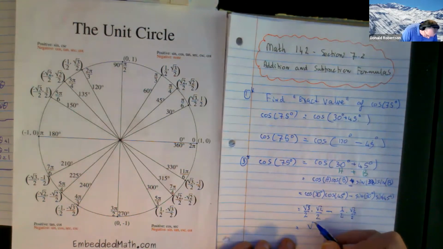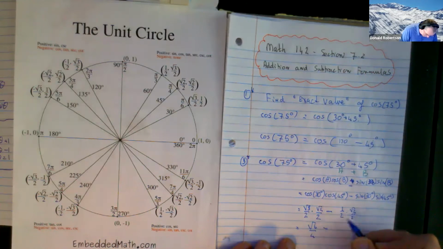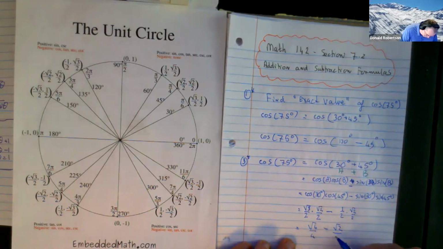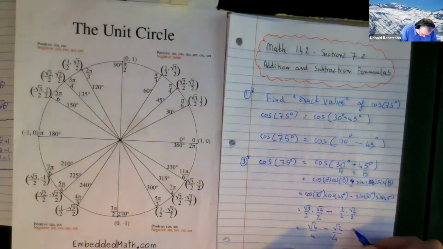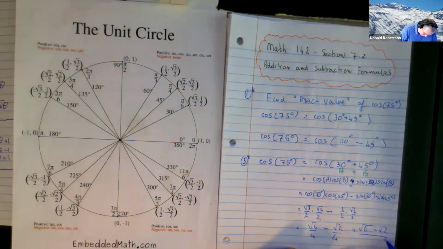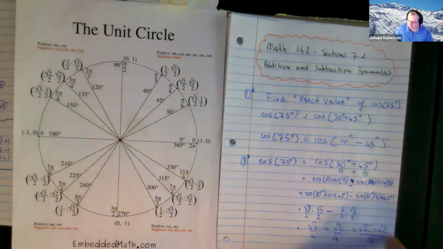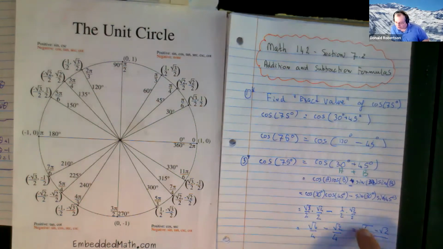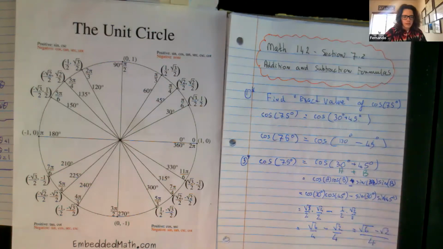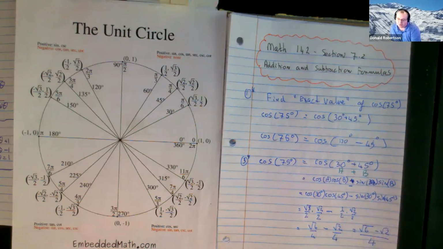That guy gets you √6 over 4. That guy gets you take away √2 over 4. And the whole thing, when you combine them into a single fraction, gets you that. And you can't do anything else. So you're not allowed to subtract 2 square roots, right? So the square root of 6, take away the square root of 2 is not the square root of 4, right? That doesn't work. So you're finished. Might look kind of ugly, but there is now the exact value for the cosine of 75.